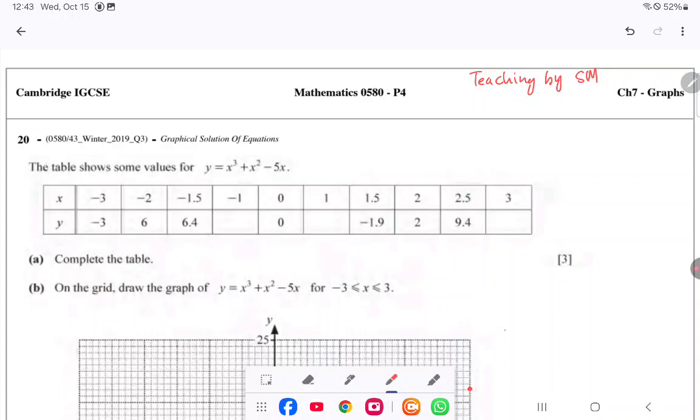Assalamu alaikum. I am Elina Zahid and today we are solving Cambridge IGCSE Mathematics Paper Code 0580 Chapter 7 Graphs past paper from 2017 to 2023.